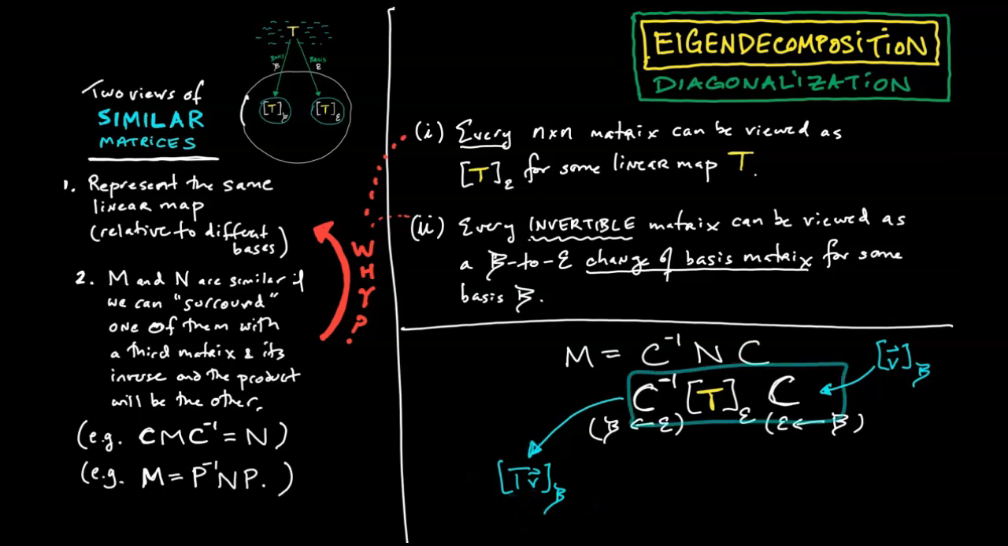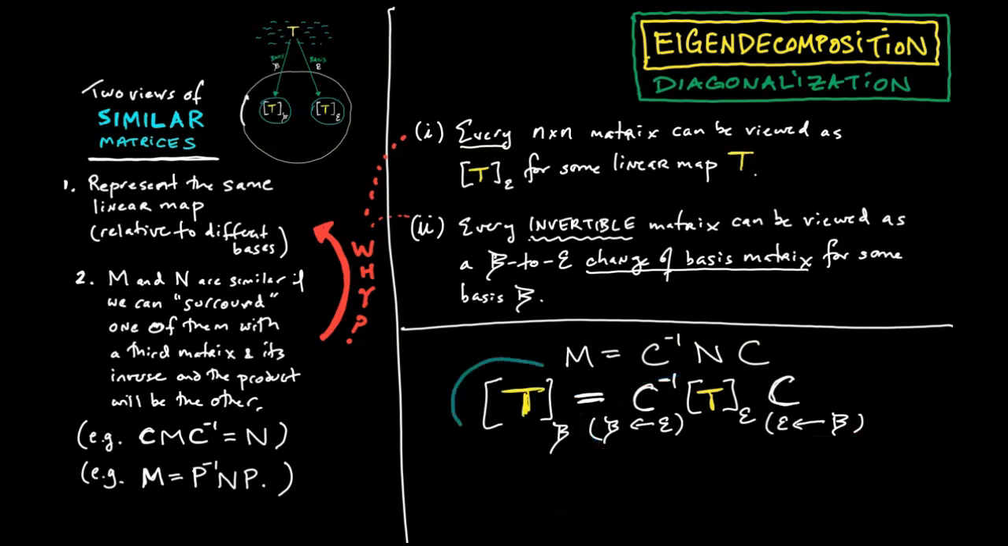So what did this matrix product actually do? Well, it simply carried out the linear map T relative to the basis B. So that means that this matrix product, at the end of the day, is the representation of T relative to basis B. But of course, this product is also matrix M. So that means that our matrices M and N really can be viewed as 2 different representations of the same linear map T, albeit relative to different bases.